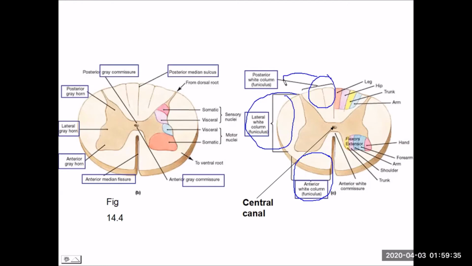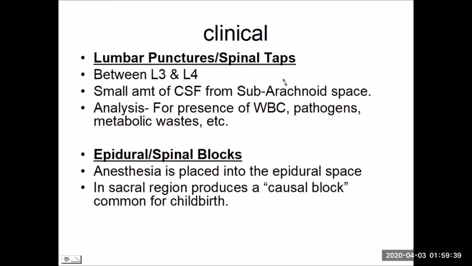And then moving on from the spinal cord itself, taking a look at this clinical application. So, common treatments that involve the area right in the vicinity near the spinal cord. This first one is known as a lumbar puncture, or a spinal tap. The point of this procedure is to insert a needle into the subarachnoid space, into the meninges directly surrounding the spinal cord.